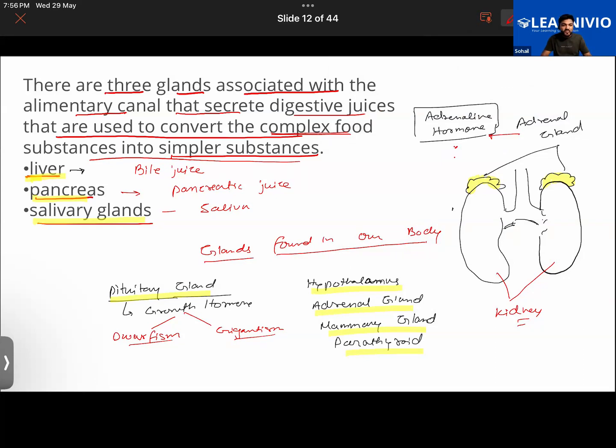And what is their role? What functions do they perform? They simply release hormones, and hormones can control your growth, control reproduction, and control some other functions of the body. So basically, the function of the glands is to release special chemicals called hormones that control different functions. With an example, we have understood.